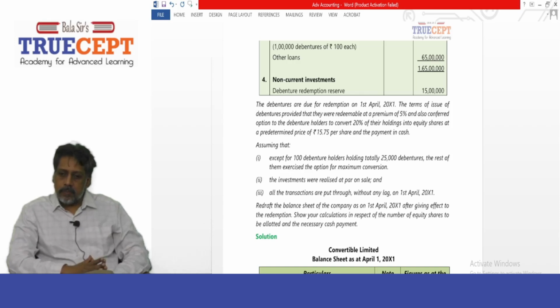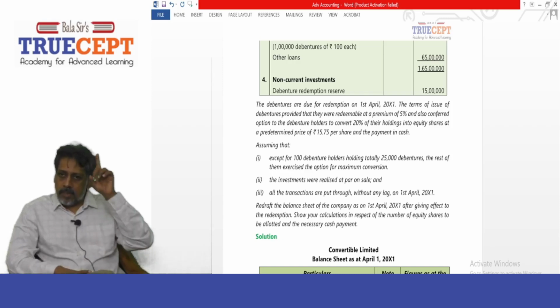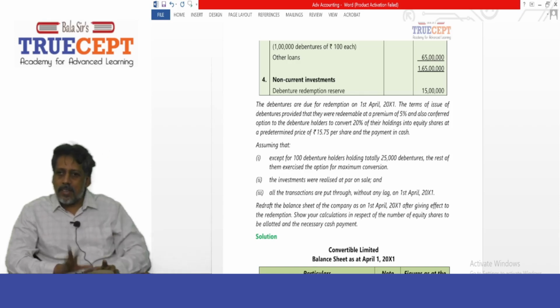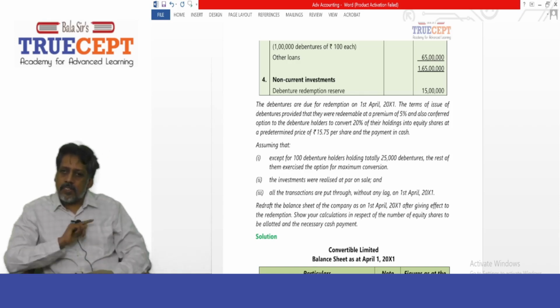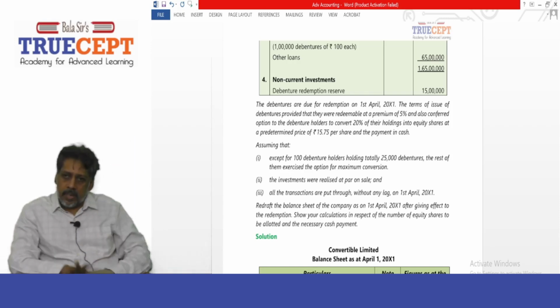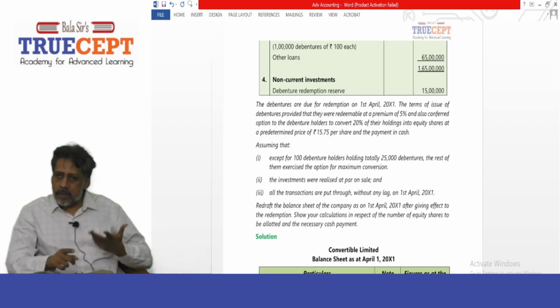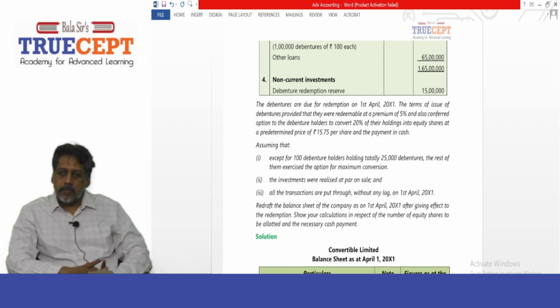Next, number 3, all the transactions are put through without any lag on 1st April 20X1. Just imagine, this is what happens in examinations. All the transactions happen on 1st April X1. On the same day you call the debenture holders and pay the money, and you sell the investments on the same day, without any lag. Next, redraft the balance sheet of the company as on 1st April 20X1 after giving effect to the redemption.